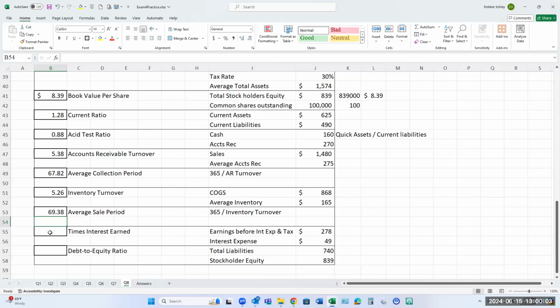And then the times interest earned is going to be the earnings before interest expense and taxes divided by interest expense. And debt to equity ratio will be equal to total liabilities divided by stockholders' equity.